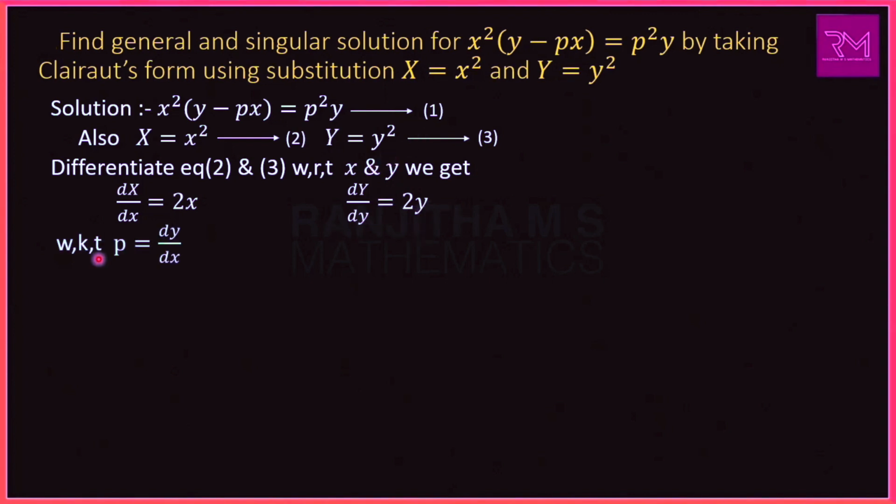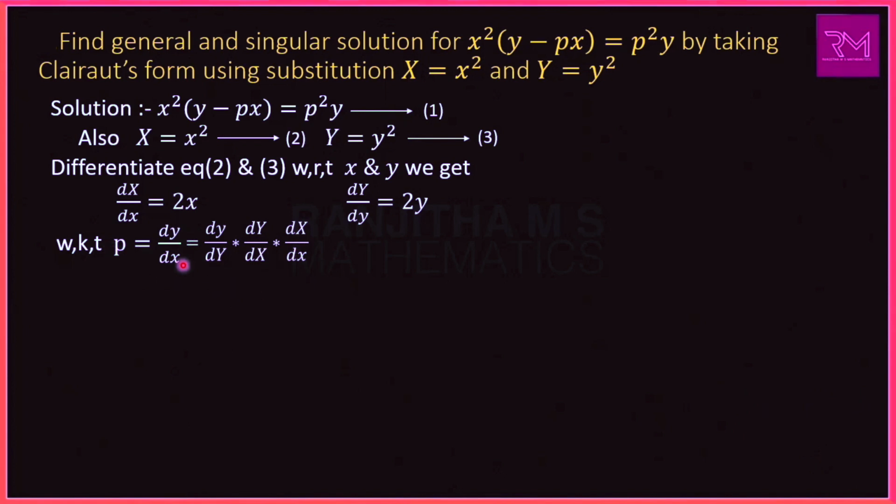Next step, we have to take the value of small letter p. We know that p is equal to dy by dx. Here this is an important step. Here dy by dx, we can write it as dy divided by dY into dY divided by dX into dX divided by dx. This is a very important step to be remembered.